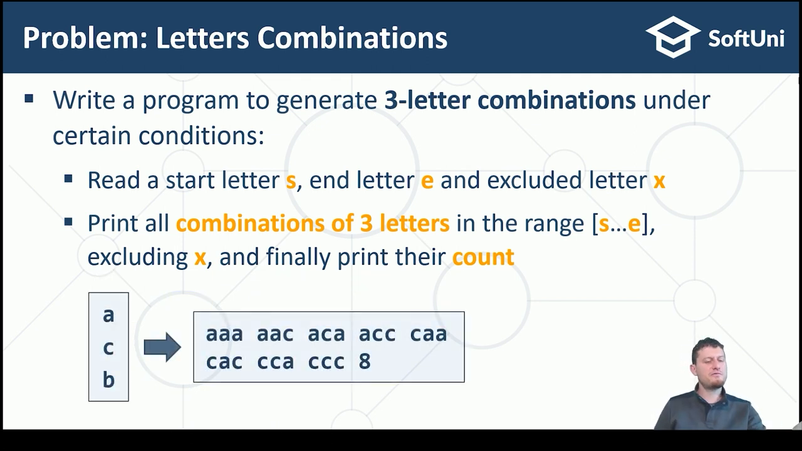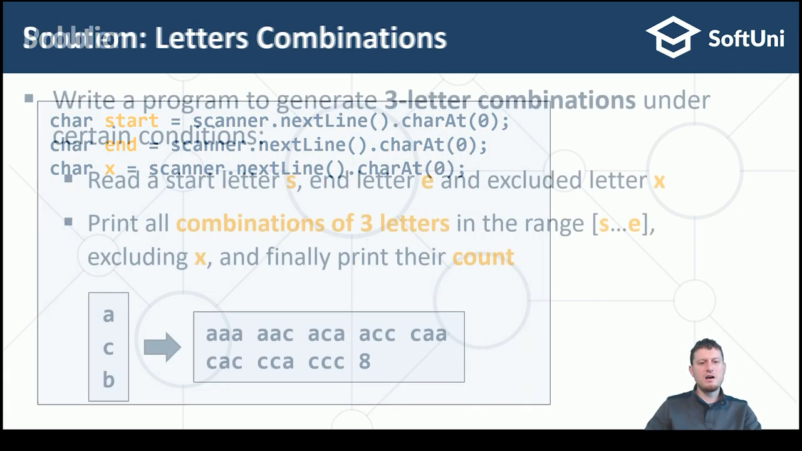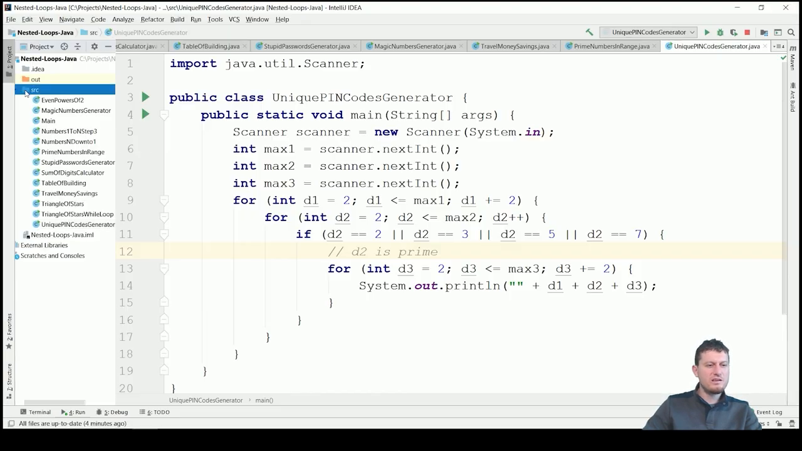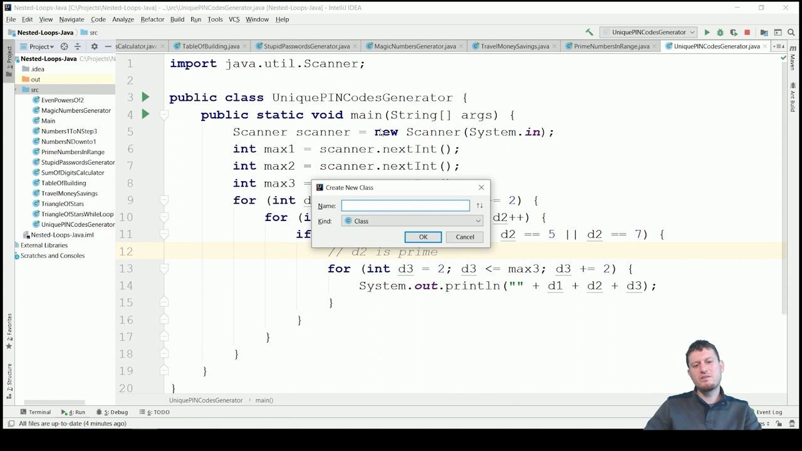If we have from A to C but without B, this means that using only the letters A and C, print me all combinations of three letters. And they are totally 8. This is the count of these combinations. How many are they in total? Okay, so I will create a new project and a new Java class, letters combinations, three letters combinations.